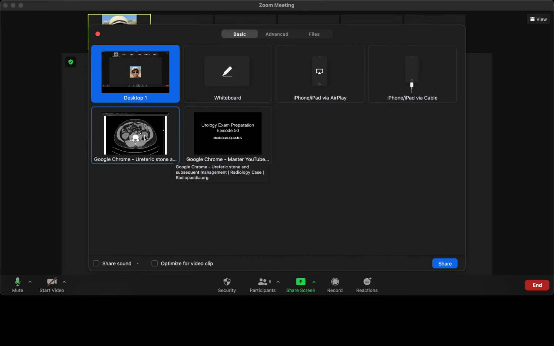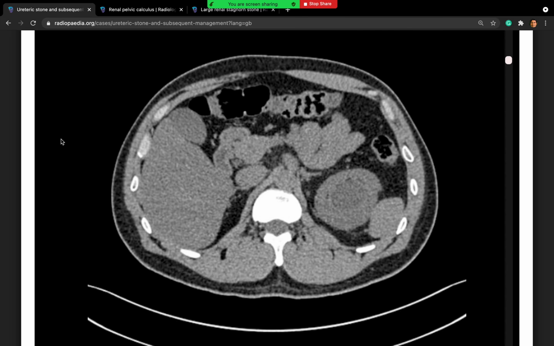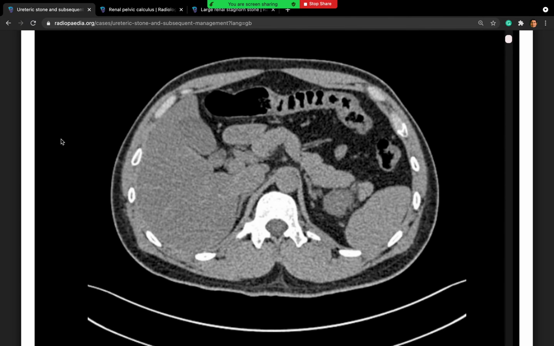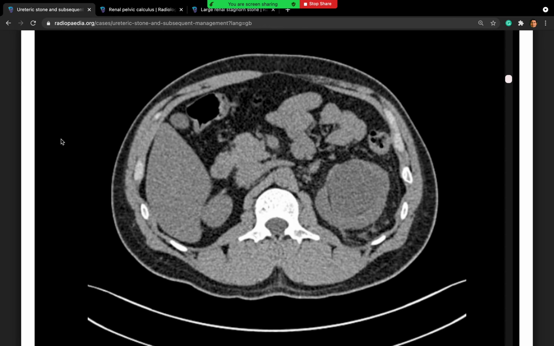Okay, I'm going to share the screen. You can see the images now. Are you able to see the images? Yes. Okay, I'm going to scroll from the top so you can dictate as you see. This is the axial film of the abdominal CT.